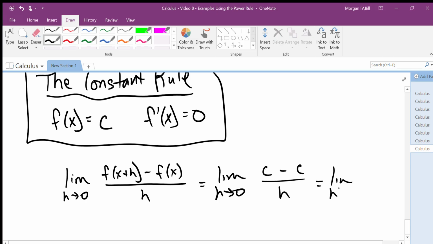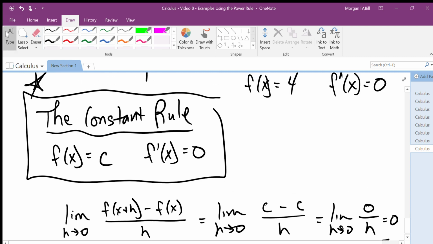And that is the limit as h goes to 0 of 0 over h. And I know h is going to 0, but remember, we don't care what happens at 0. It's what happens when we get close to 0, and 0 over some number that's not 0 is always 0. Therefore, the derivative of any constant is always 0. That's our constant rule.